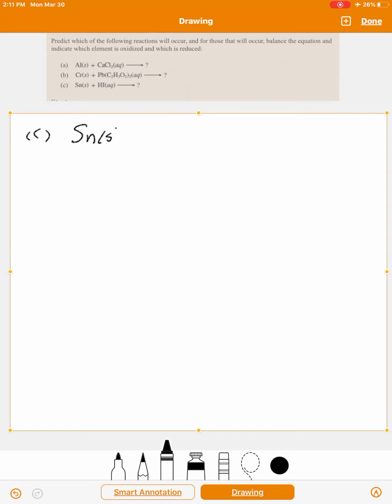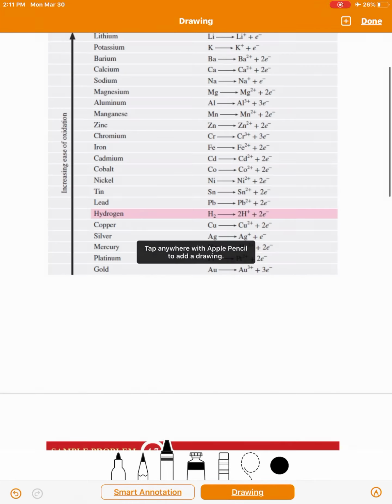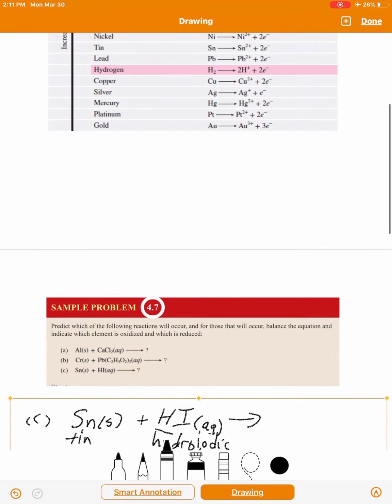So tin and hydroiodic acid. You've probably heard of hydrochloric acid. This is very similar. It just has iodine instead of chlorine. Now, you may note here, hey, that's not a metal. Hydrogen's not a metal. So that was the one example in that activity series, hydrogen. So acids are actually in this list as hydrogen. So any acid they put in there, just think of it as hydrogen. Hydrogen, and we're going to compare that to tin.